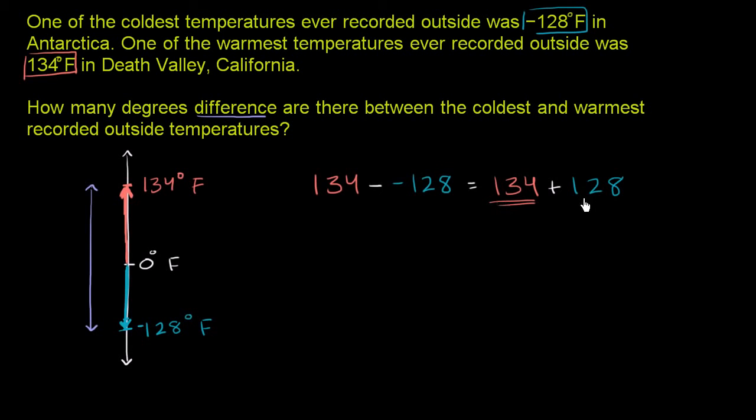But needless to say, we can now figure out what it's going to be. Let me figure this out separately over here. If I were to add 134 plus 128, I get 4 plus 8 is 12, 1 plus 3 plus 2 is 6, it's 262. So this right over here is equal to 262. How many degrees difference are there between the coldest and the warmest recorded outside temperature? 262 degrees Fahrenheit difference.